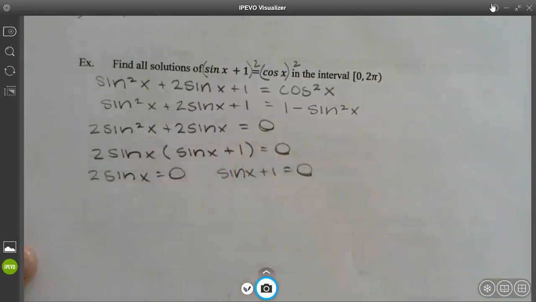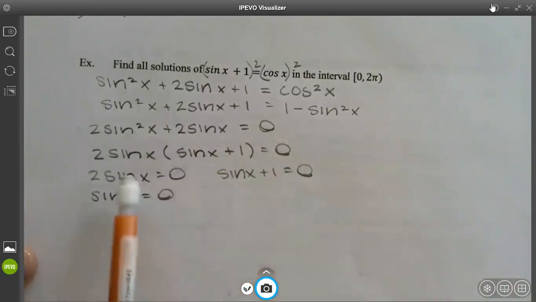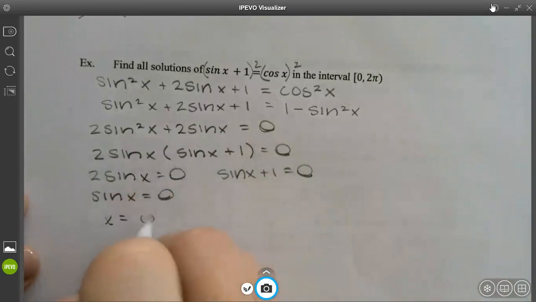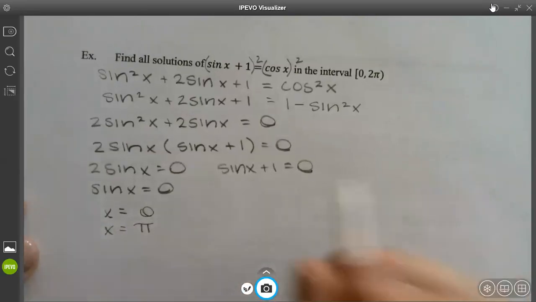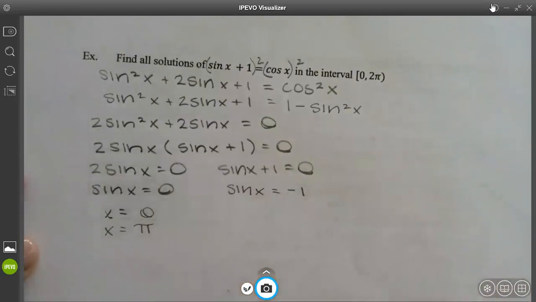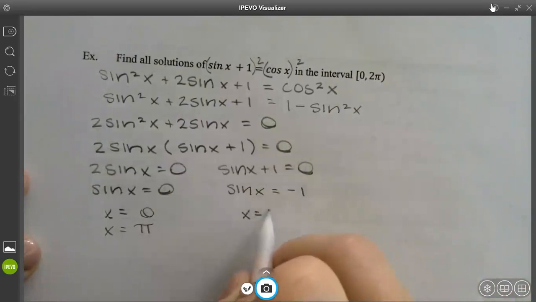On the first one, how do I get sine by itself? Where on the unit circle do we have a y coordinate of 0? Zero and 180, which in radians is pi. We need to check those in a minute. On this one, our y coordinate should be -1. Where's our y coordinate equal to -1? Three pi over 2.